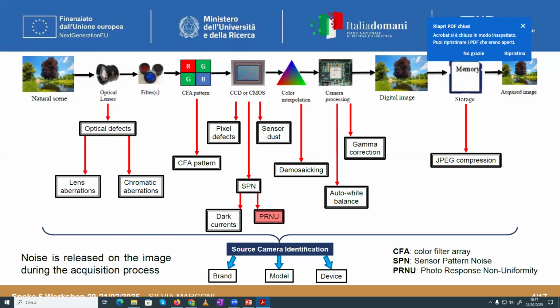It gives pixel defects, sensor dust, and dark currents, but in particular the PRNU, that stands for photo response non-uniformity, that causes the non-uniform response to light by the pixels that compose the sensor, caused by the imperfections occurred during the manufacturing process. So being a characteristic of the single sensor, the PRNU potentially allows to classify the images not only by brand and model, but even by the single device.